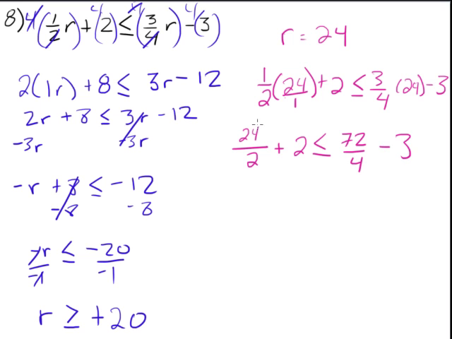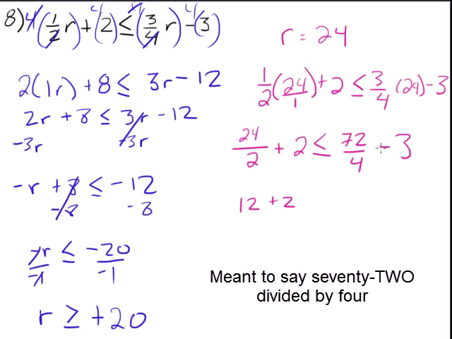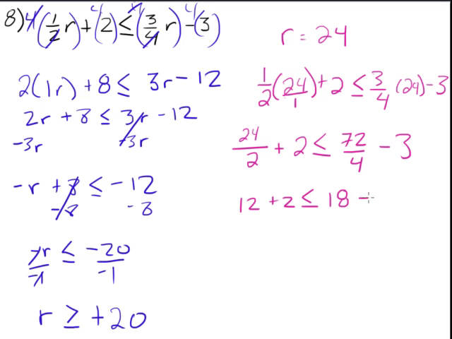Now 24 divided by 2 is 12, add 2. 72 divided by 4 is 18. Now 12 plus 2, that's 14. 18 minus 3, that's 15. Now let's look at the inequality. This says here 14 is less than or equal to 15. Is 14 less than 15? Yes, it is. So my answer for r here is correct.